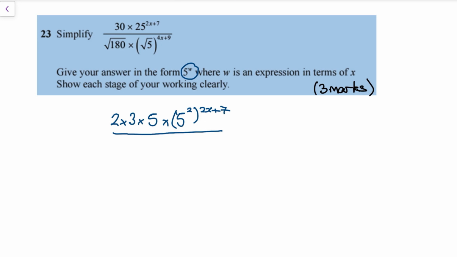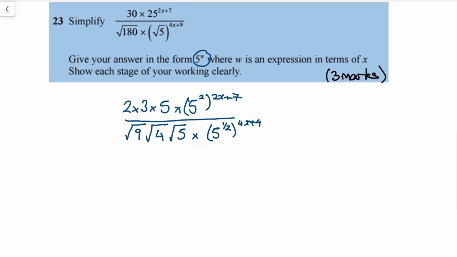Right, square root of 180. Well, again, there's a few ways of doing this, but 180 is 9 times 20, isn't it? So let's write that down. It's 9 times 20, and 20 is 4 times 5. If I write it that way, some of you may be able to see what's about to happen. Anyway, let's carry on. And I multiply that by the square root of 5 to the power of 4x plus 9. So far, looks like I'm getting somewhere.